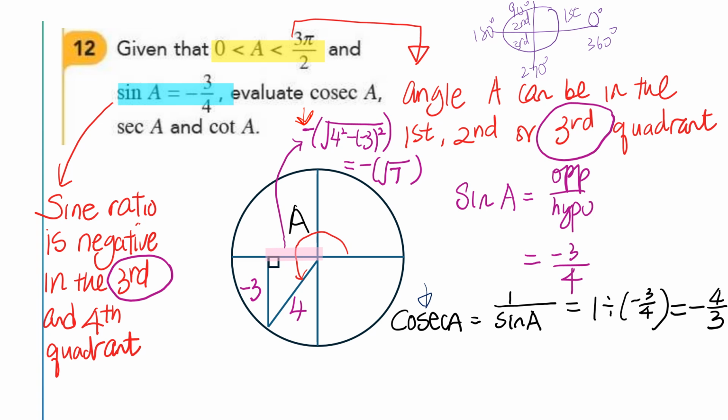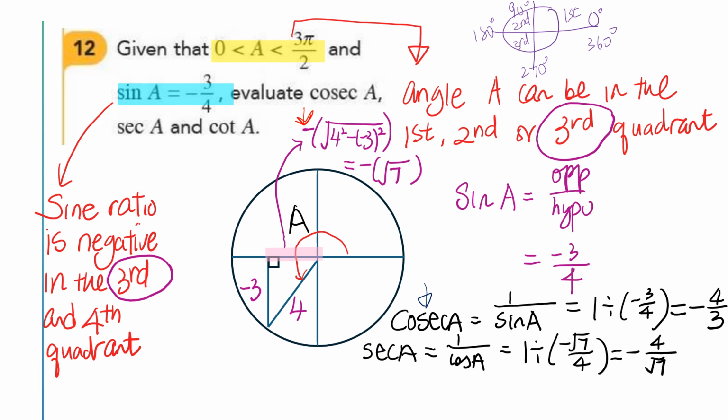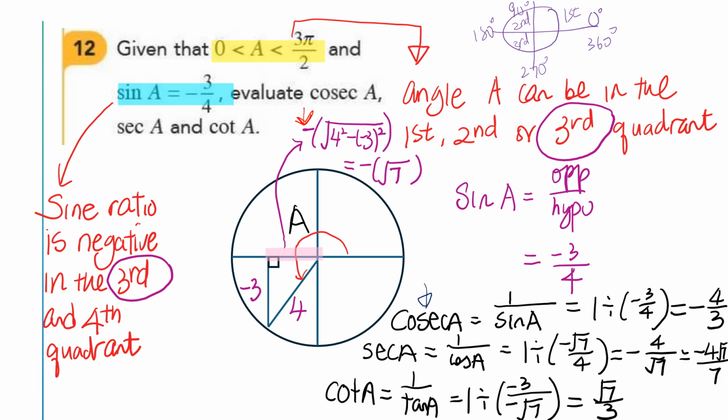Right, then you need to go on to find secant A. The secant A, the third letter is C, so 1 over cos A. Okay, and then also rationalize it. Yep. And then cotangent A is 1 over tangent A. Right. And you will get square root 7 over 3. It makes sense because tangent is positive in the third quadrant. Cosine and sine are both negative in the third quadrant.